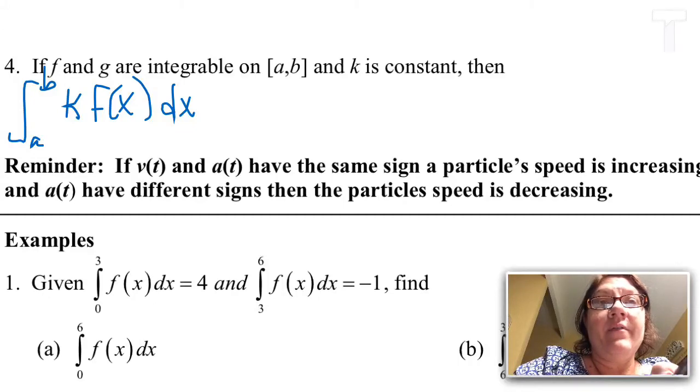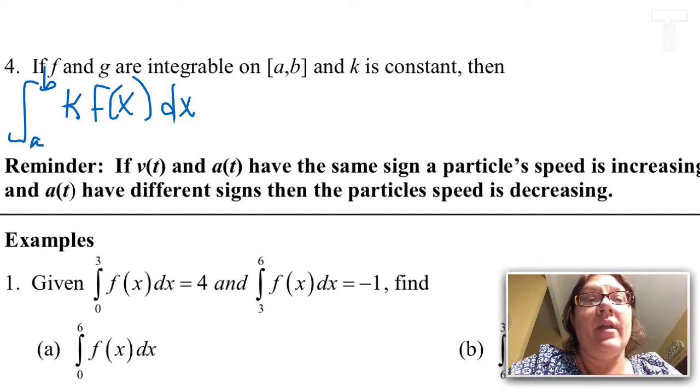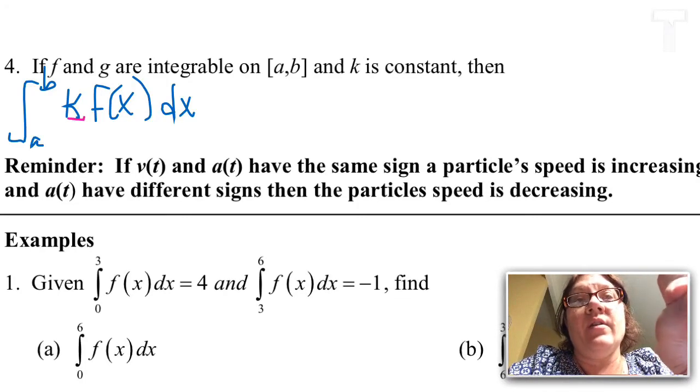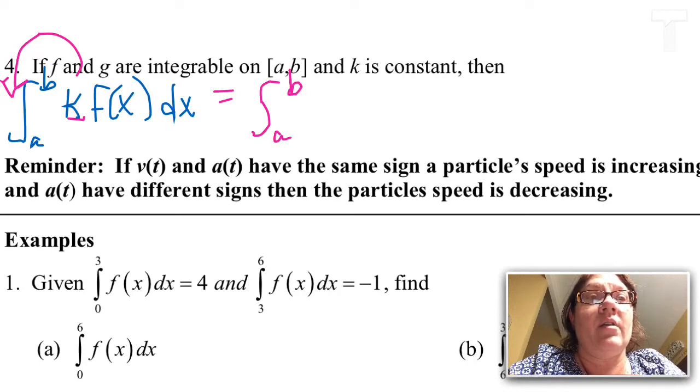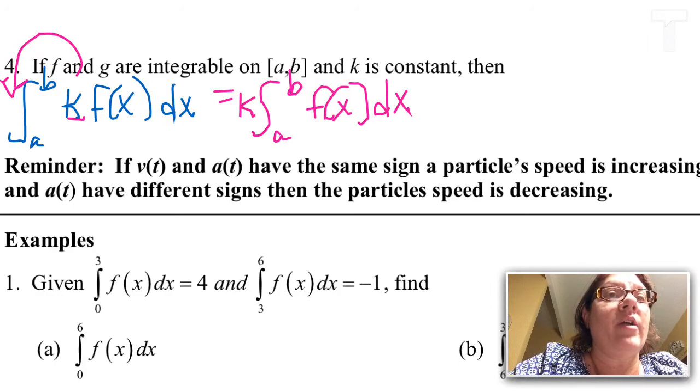Okay, so if I have a function that I can integrate on the interval a to b, and then I have a constant that's sitting in front of it, that constant can just come out in front. And some of you have actually done this with the delta x already. You just put it out in front. You realized it could go out there. So then I would just integrate my function and multiply by that constant.